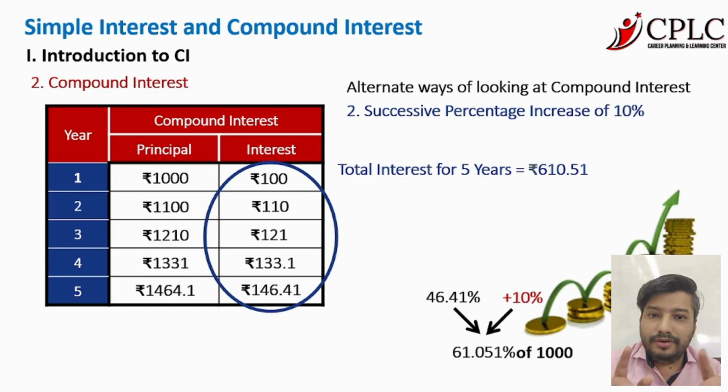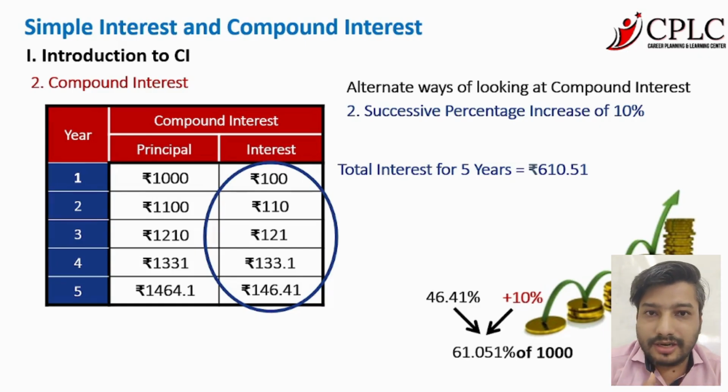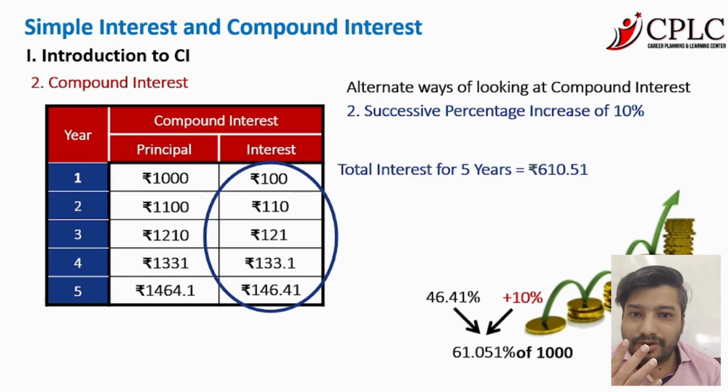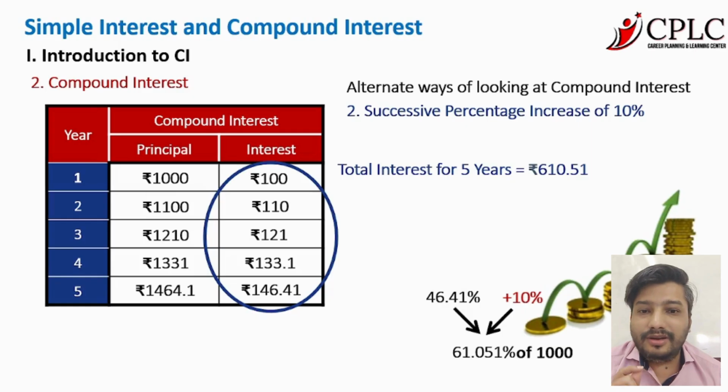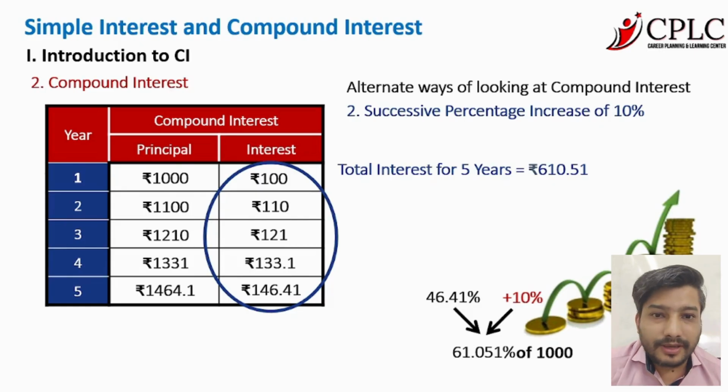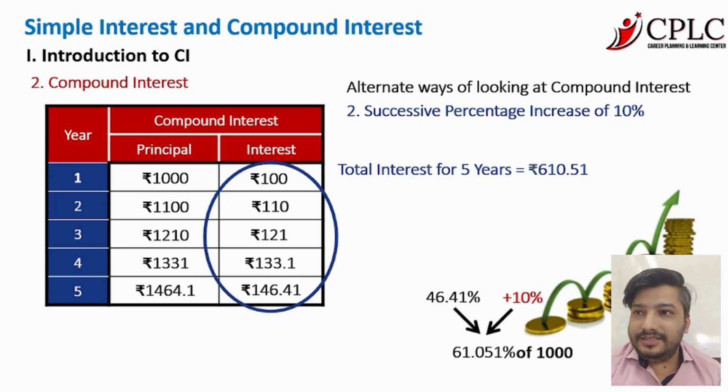So folks, remember all these three alternate scenarios also, and then obviously you have the formula also. So basically you have four different approaches to calculate compound interest. Depending on the data, depending on the comfort of the numbers, you can choose any one of them. That is absolutely okay. So that is with the idea of alternate ways of looking at compound interest.